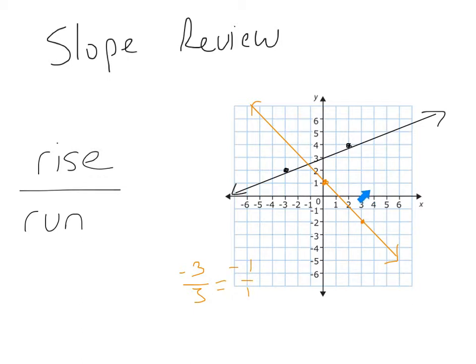Now what if I went from here to here? Well, I would rise +3, but I would run -3. That also simplifies down to -1 over 1, and then we see that it's the same.